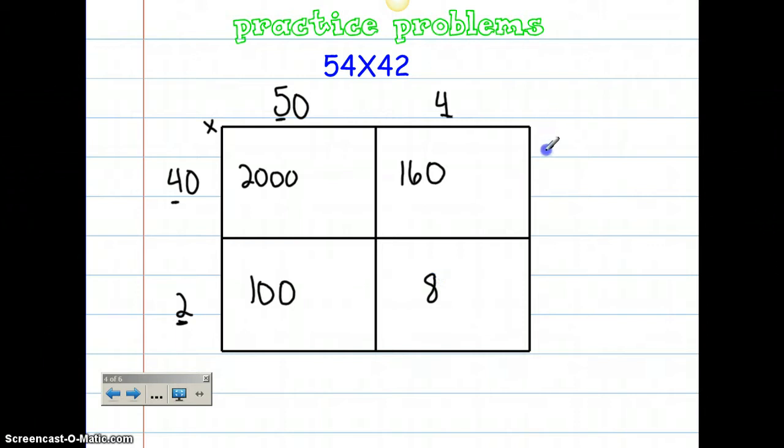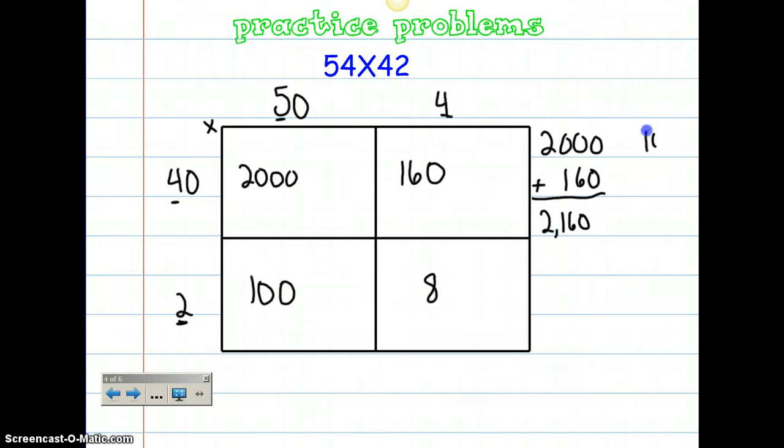So I'm going to take the number 2,000 and I'm going to add it to the number 160. Now that's so easy, but some people may need to set the problem up and that's okay. But I'm going to show you that I know that that is 2,160.